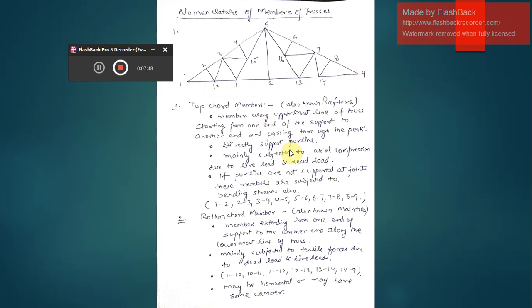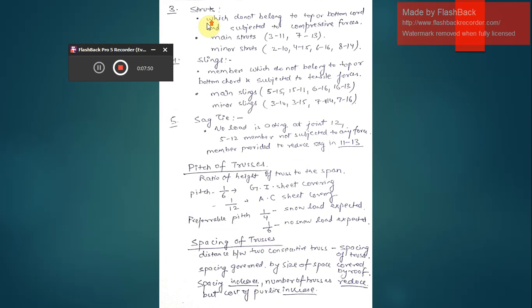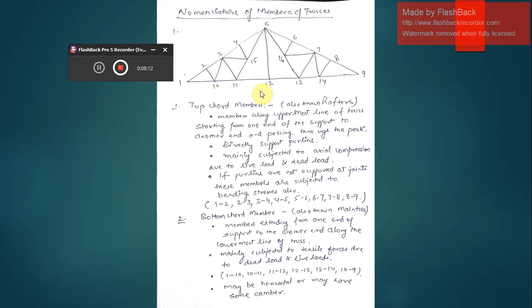Next comes the struts. The members which do not belong to the top and bottom chord members and are subjected to compressive forces are known as the struts, and the members which do not belong to the top and bottom chord and are subjected to tensile forces are known as the slings. The two new words for you are the struts and the slings. They have an inner classification also as the main struts and minor struts, and the main slings and minor slings.